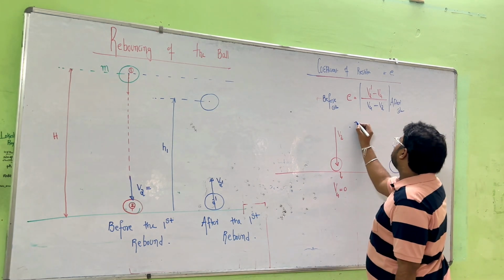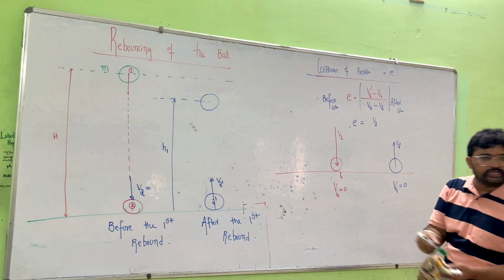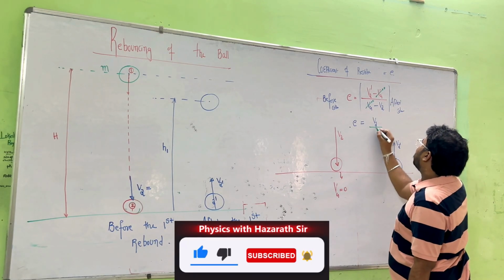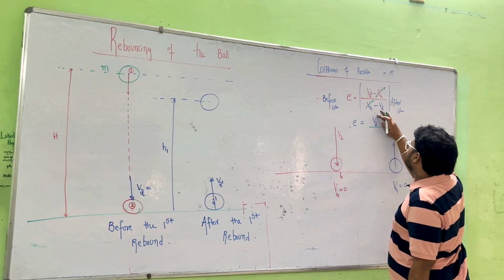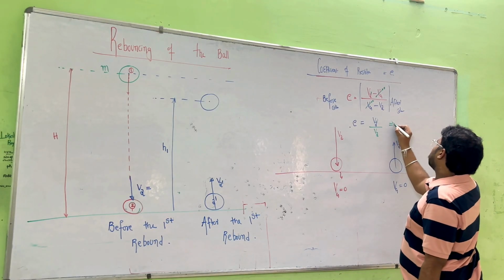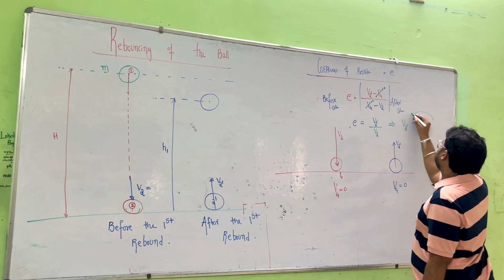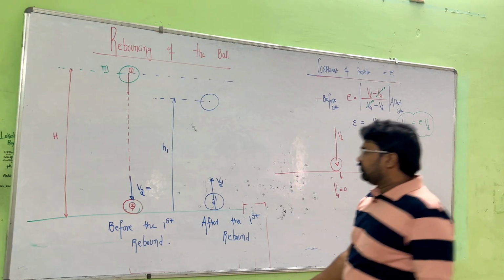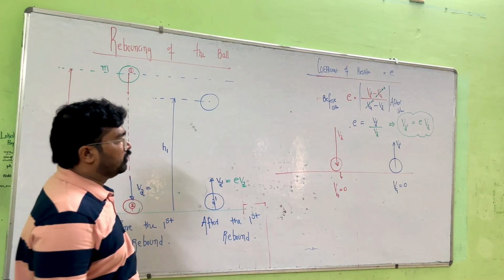Understood? Since it is a modulus, velocity of the ground is equal to how much? 0. So v2 by v2 dash, v2 dash by v2. Then we can confidently say that v2 dash equals e into v2. v2 dash equals how much? e into v2.